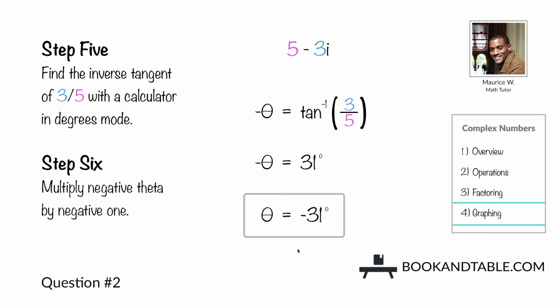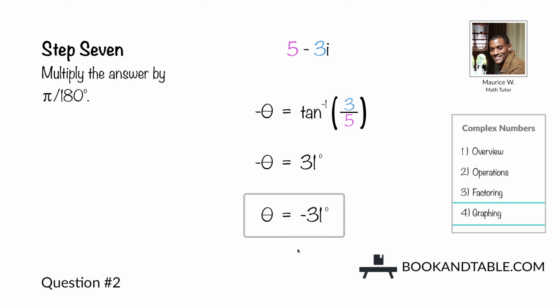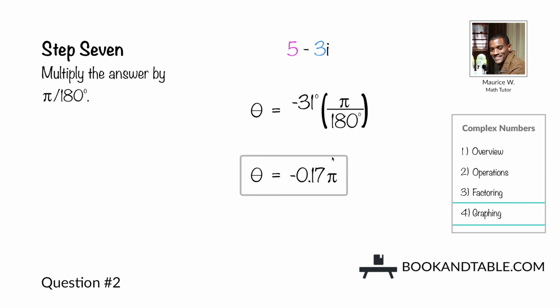And to get this answer into radian form, you want to multiply negative 31 degrees by pi over 180 degrees. When we do so, negative 31 degrees divided by 180 degrees gives us negative 0.17 radian. So the answer to question number 2 would be negative 31 degrees and negative 0.17 radian.